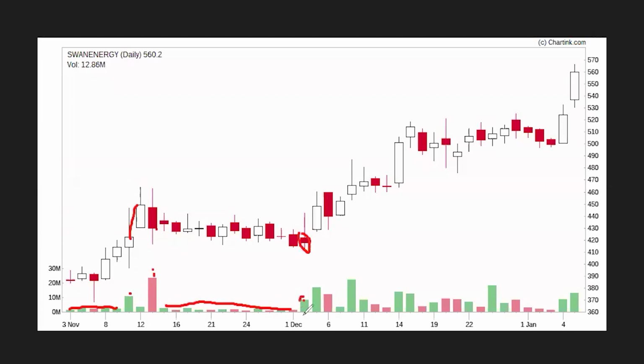If you buy here, the volume will increase, and the stock price will rise. If you buy here, the stock price will rise.